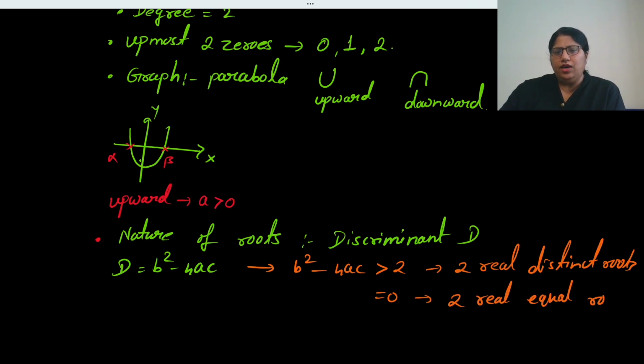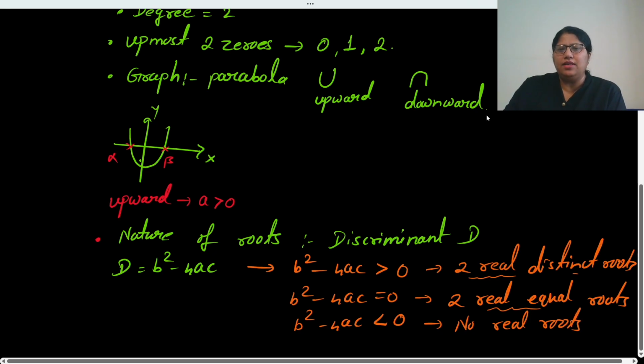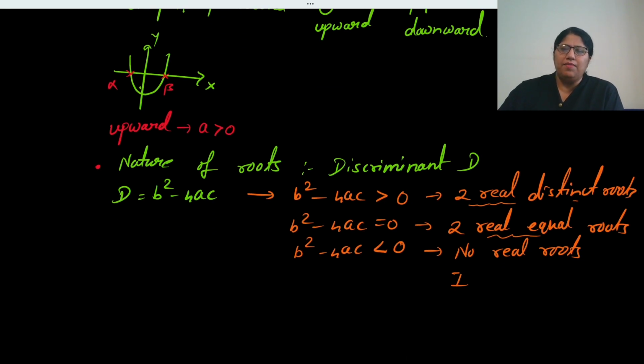So if b² - 4ac is greater than 0, we get 2 real distinct roots. If b² - 4ac is equal to 0, we get 2 real equal roots. Similarly, if b² - 4ac is less than 0, we get no real roots. No real roots means, or sometimes we call them imaginary roots, right?